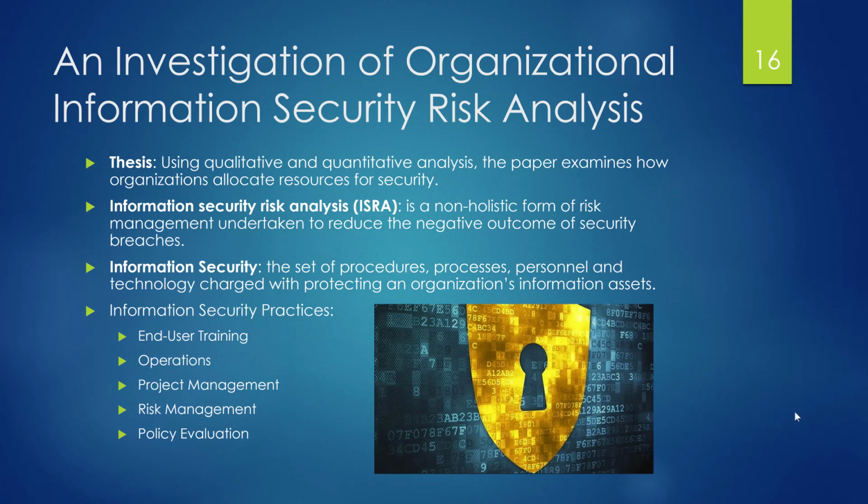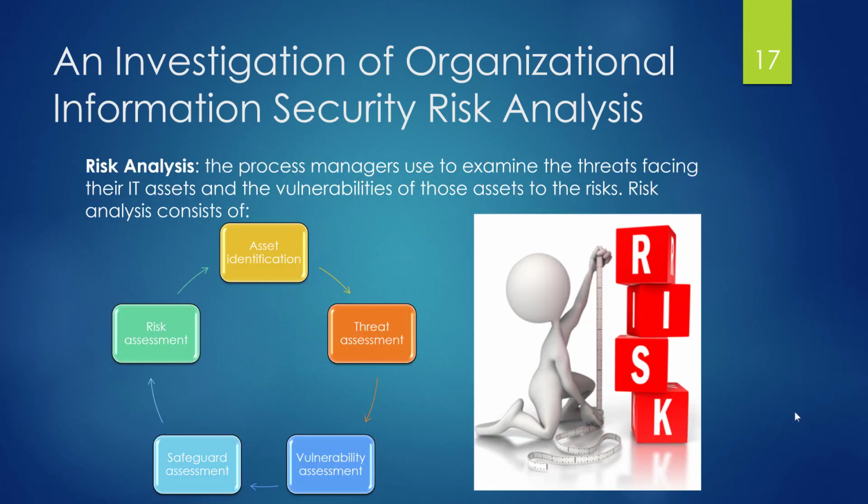And their idea is that information security risk analysis is this non-holistic form of risk management. We want to reduce negative impact of breaches, and the best way to do that is to survey the field, find out what's going on, and they try to differentiate that between information security, those procedures, processes, personnel, and technology for protecting an organization. If you link that back to the Macomber Cube, the technology, policy, and education training awareness is kind of the same thing. They just use people or personnel as part of that definition.